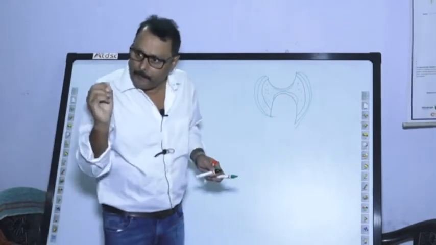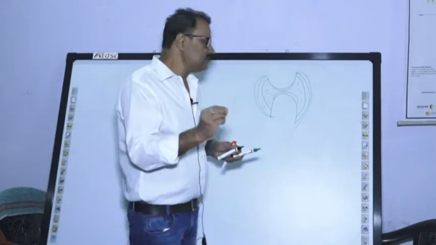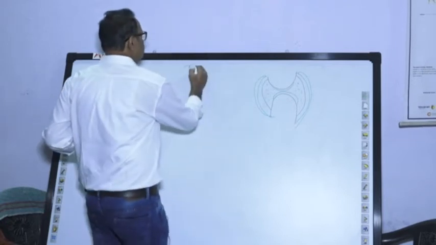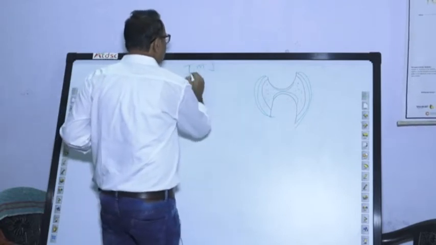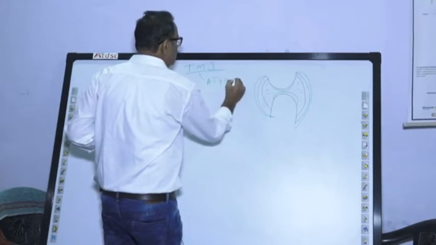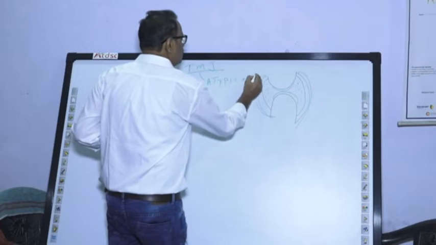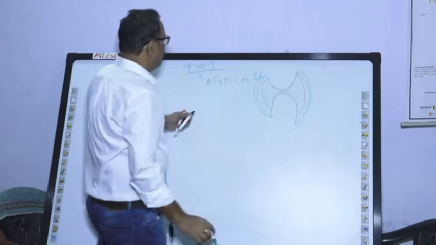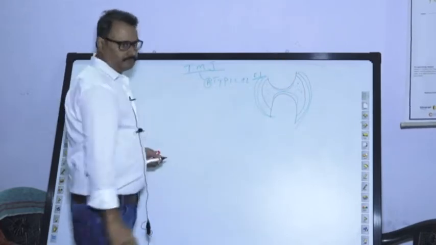Now our topic is the temporomandibular joint. The temporomandibular joint, TMJ, is an atypical synovial joint. Now the word has this A in front.